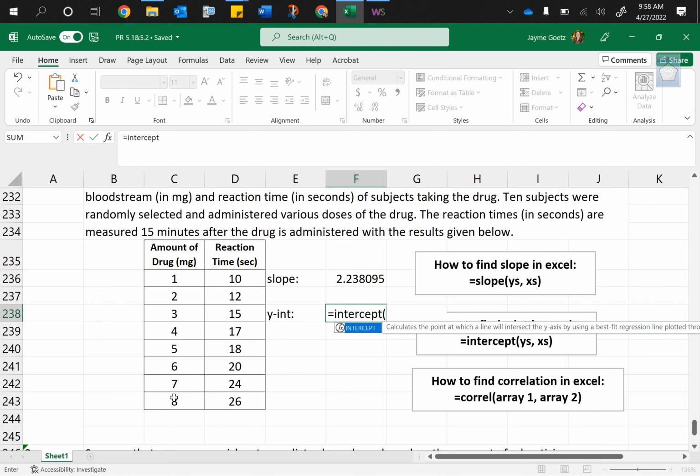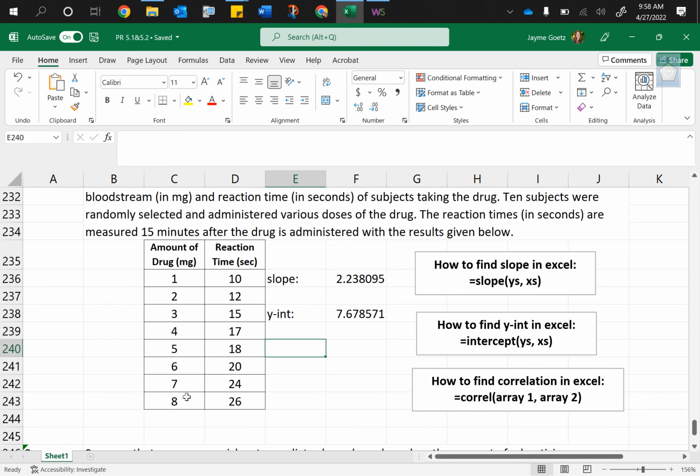And again, it is very important that you pay attention to what they want. They want the y values first. Oops, I want that to go down to D43. And the x values to come second. Okay? And there you have it.